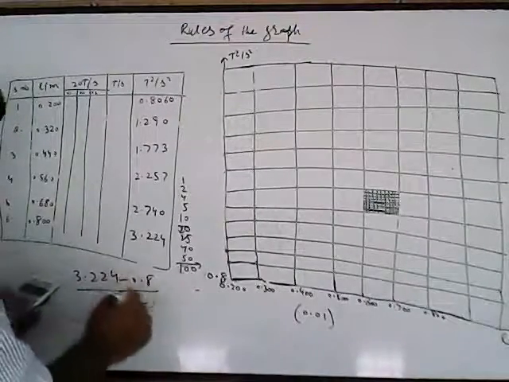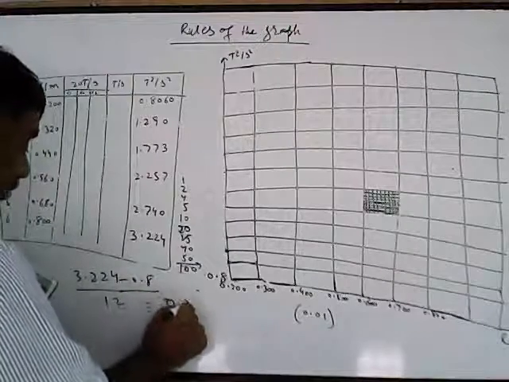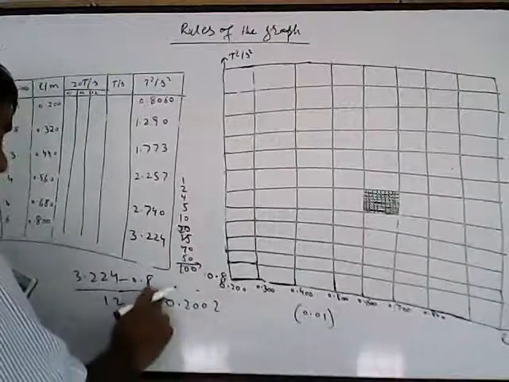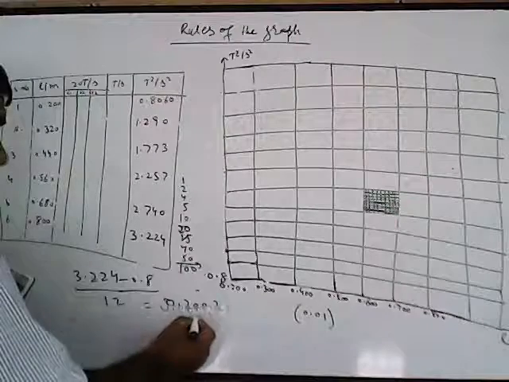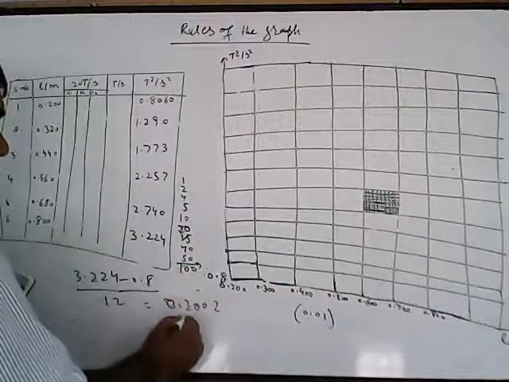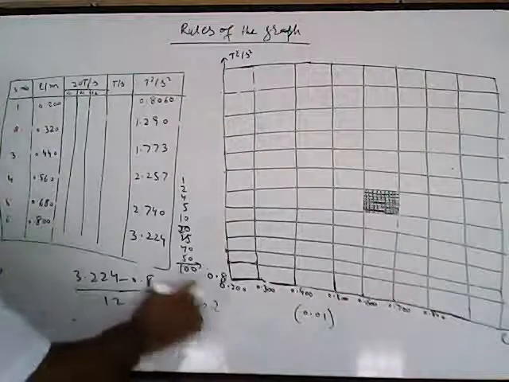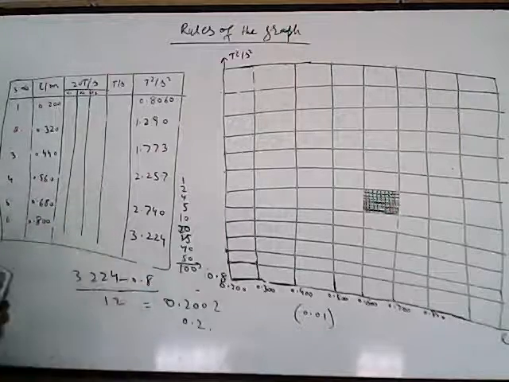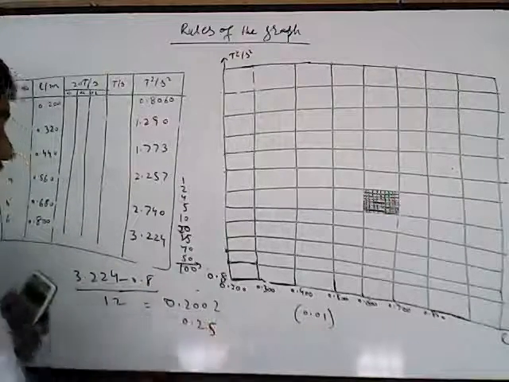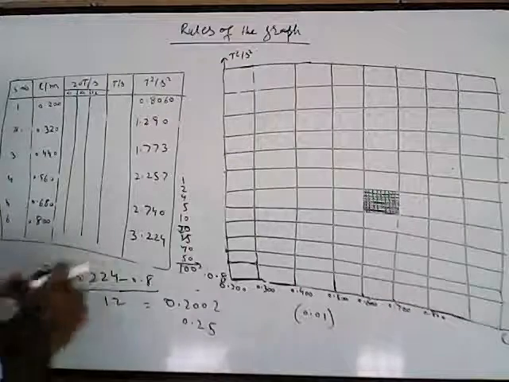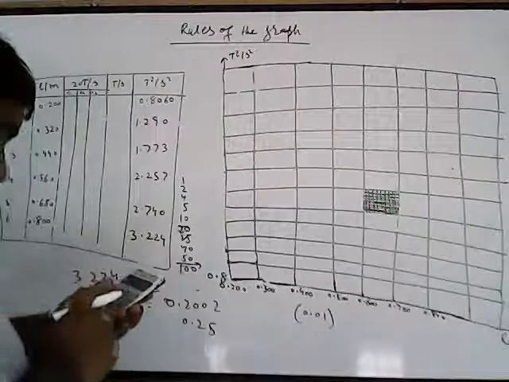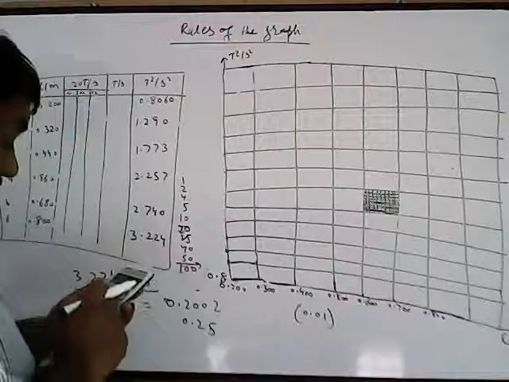It comes to 0.202. So this is 202. I cannot take 0.2, because then the last point will not come. So I will take 0.25 after 0.25 for the scale. So I am adding 0.8 plus 0.25.